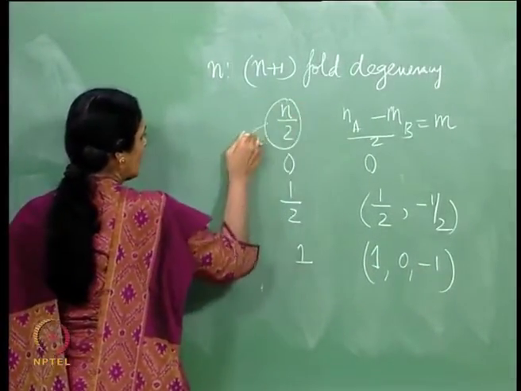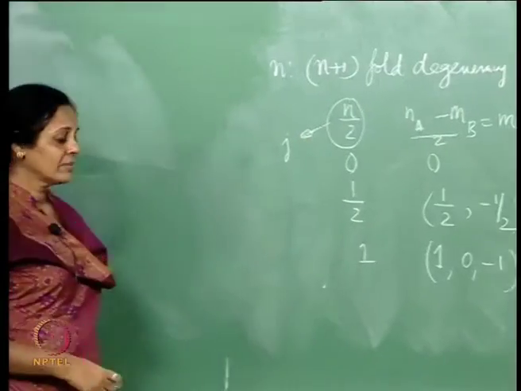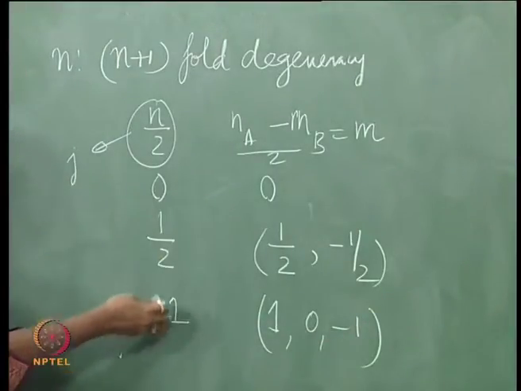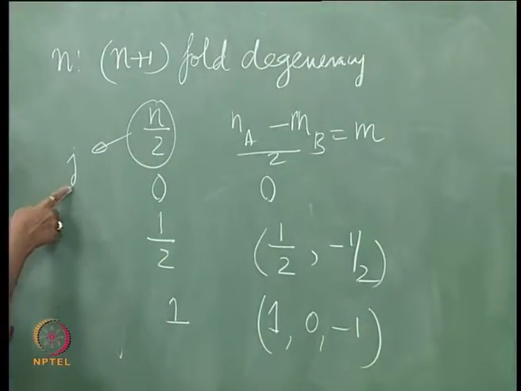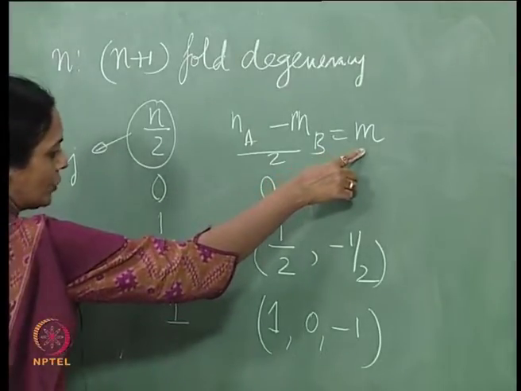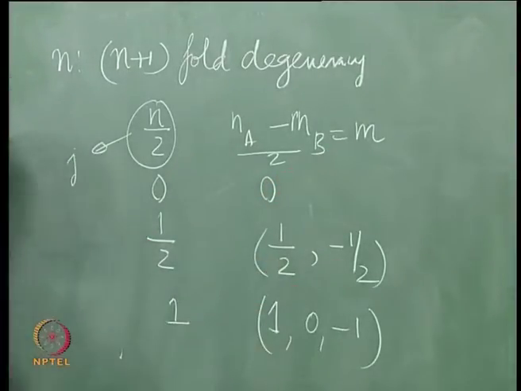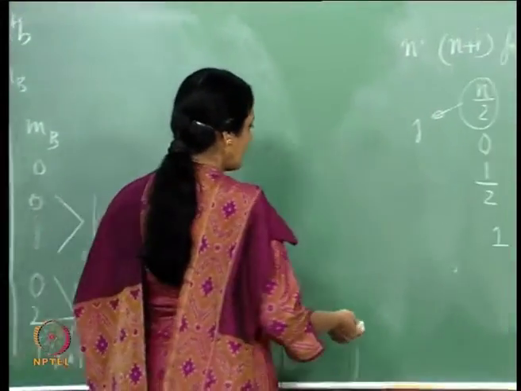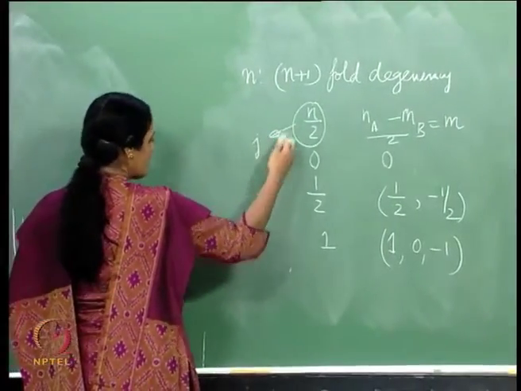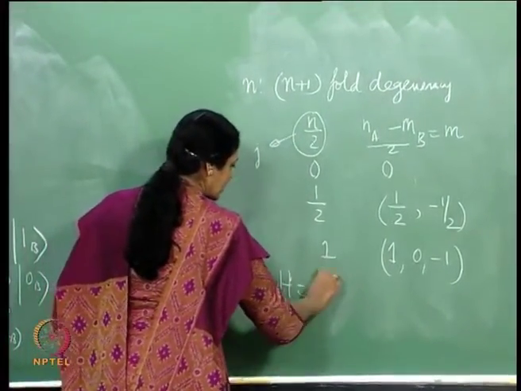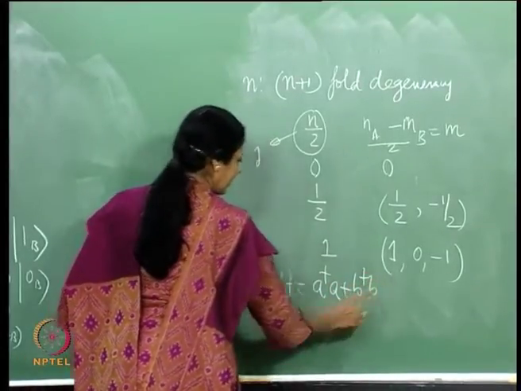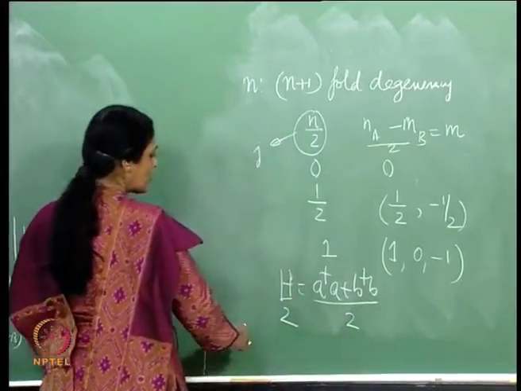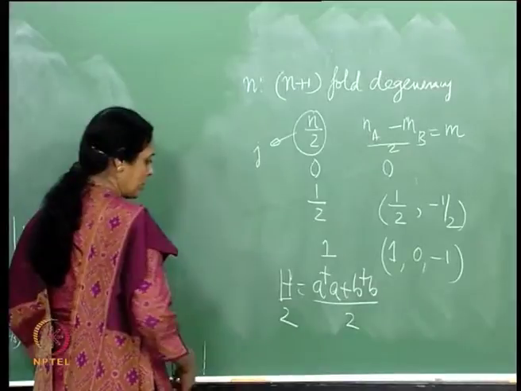I would like to call n by 2 as j. J takes positive values 0, half, 1 and so on, and for a given value of j, m takes values minus j to plus j in steps of 1. And therefore, I have now identified j. In terms of operators, H was A dagger A plus B dagger B, and what we are looking at is the operator H by 2, which is A dagger A plus B dagger B by 2.